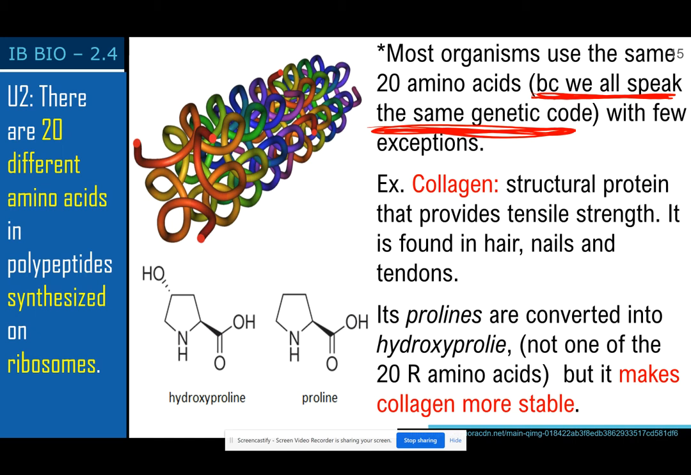Collagen is also something that you lose as you get older. And that's one of the reasons why you get wrinkles or your skin sags, because your body doesn't produce as much collagen to maintain that springy texture in your skin. Now, collagen also provides tensile strength, meaning if you stretch it, it doesn't break. And you find it in your hair and nails and tendons as well.